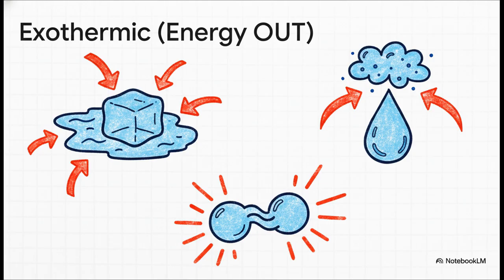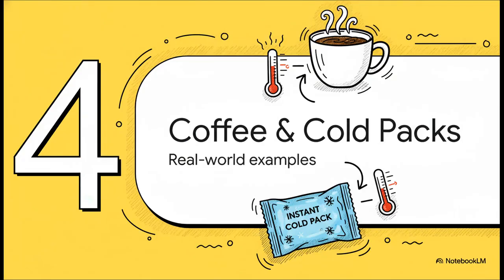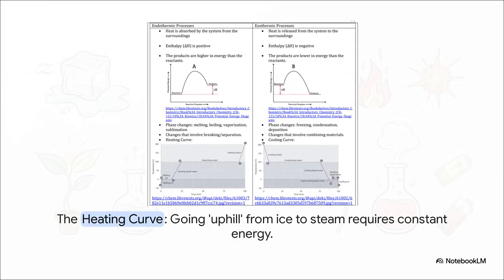And whenever new stable chemical bonds are formed, that's almost always a release of energy. All right, enough with the theory. Let's get to the fun stuff and see how this plays out in the real world, everywhere from your morning brew to a first aid cold pack. This graph right here is the heating curve for water, and it's a perfect map of an endothermic journey.